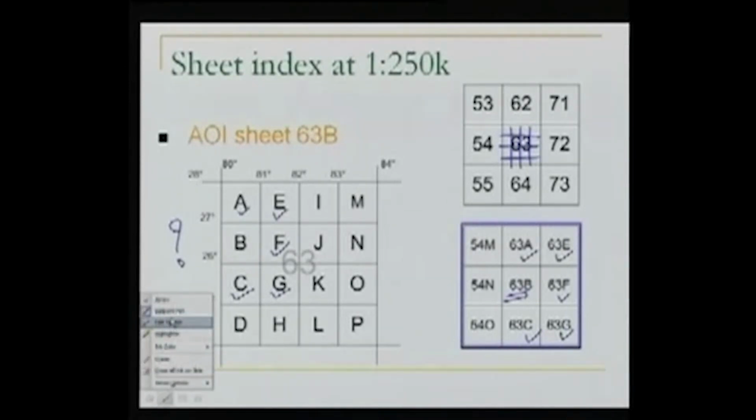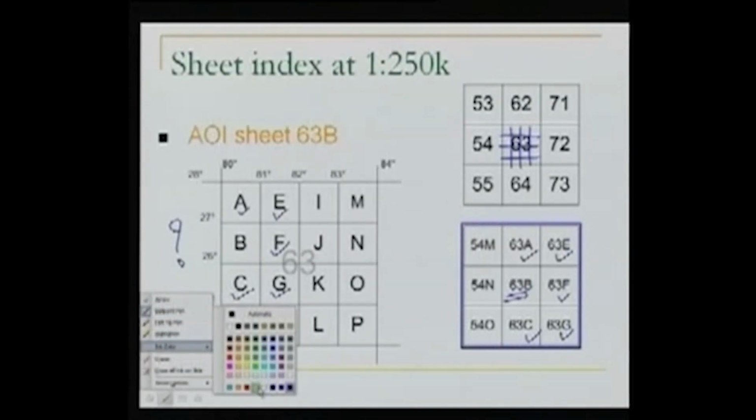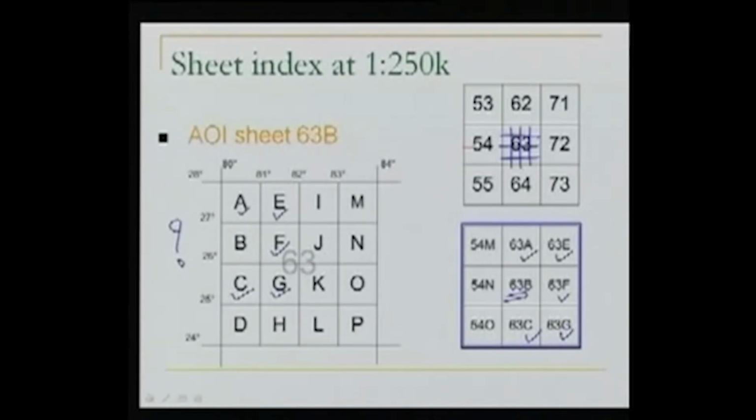Similarly, I will change the color. Similarly, the next sheet is also divided in 16 parts, as we can see, and the names given to these parts are A to P. So we have A, B, C, D. Similarly, we will have M, N, O, P. So corresponding to our area of interest, because our area of interest is this 63B, this one and all these, they form the sheet index.